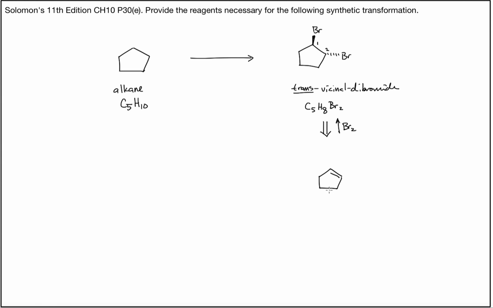Now we're at a simpler molecule, an alkene. Our ultimate goal is to take this alkene and get back to the starting material. Notice the difference between this molecular formula and this molecular formula is C5H8 versus C5H10. This molecule has 2 degrees of unsaturation, and this molecule has 1 degree of unsaturation. So how do we get back from this alkene? Where do alkenes come from?